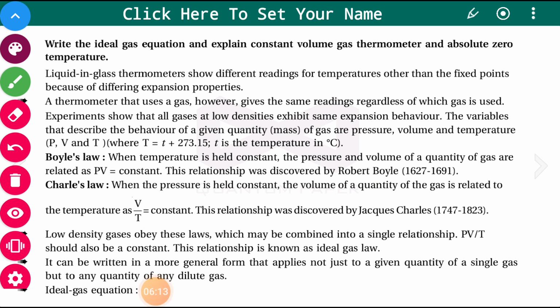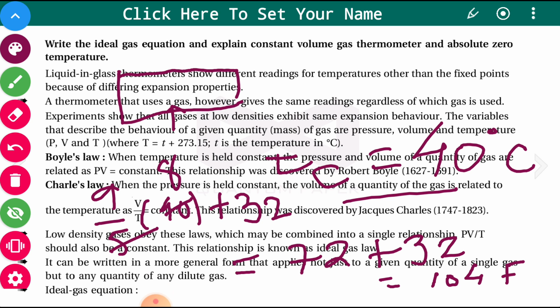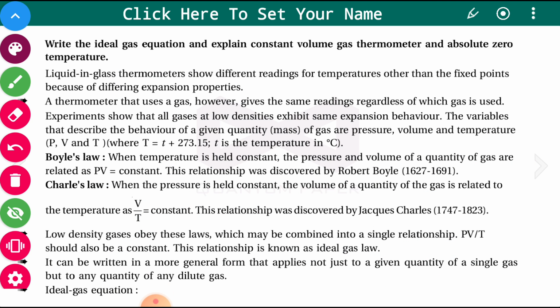Now we shall talk about the ideal gas equation. Before that, we have different laws, that is Boyle's law. When temperature is held constant, the pressure and volume of a quantity of gas are related: PV is equal to constant, or P is proportional to 1 upon V. And there is Charles' law.